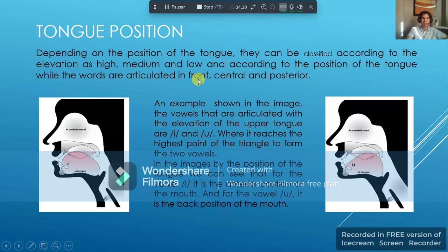Now we have the tongue position. Depending on the position of the tongue, vowels can be classified according to elevation as high, medium, and low, and according to the position of the tongue, they are articulated in the front, central, and posterior. An example of this is like the image: your tongue needs to be down and up, and this is very important because the position of the tongue we can see is for the vowel, and the other position is in the mouth, and then they transform into different sounds. And this is very interesting about the tongue position.